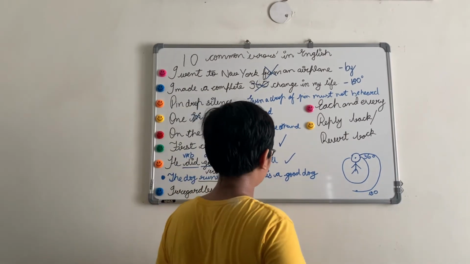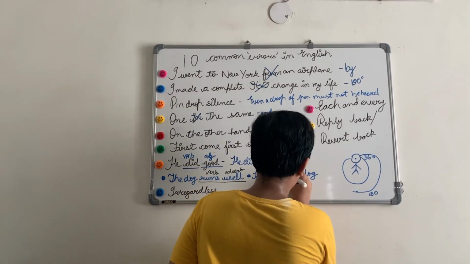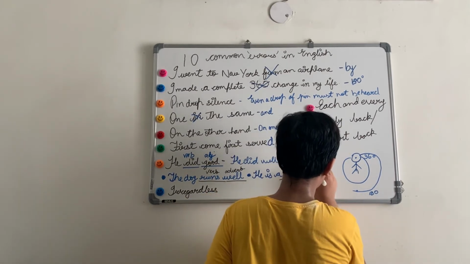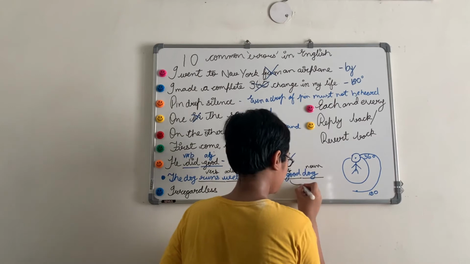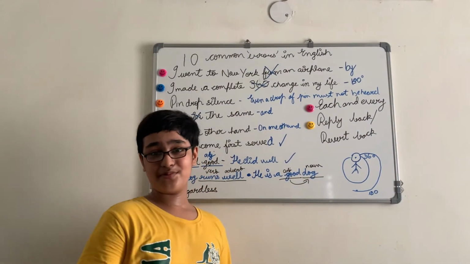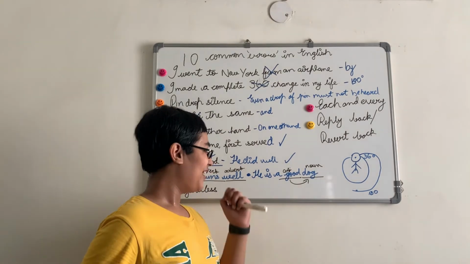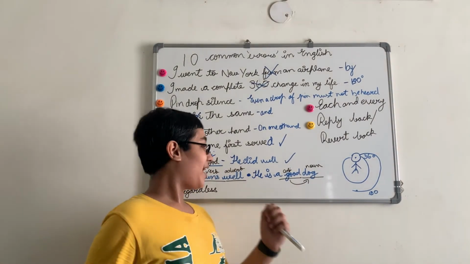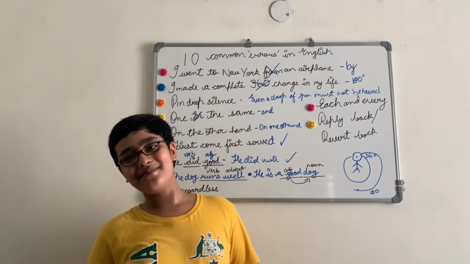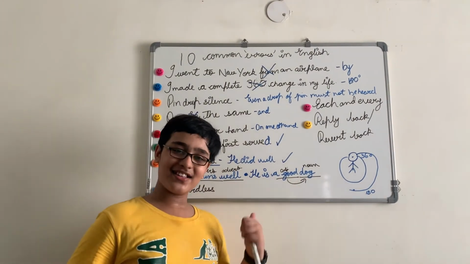"He is a good dog." Now good over here is an adjective and dog is a noun. So an adjective is describing a noun. A noun is a naming word that names a person, place or thing. Okay? So this was about "he did good." Correct is "he did well." So now let's have a look at the next one.